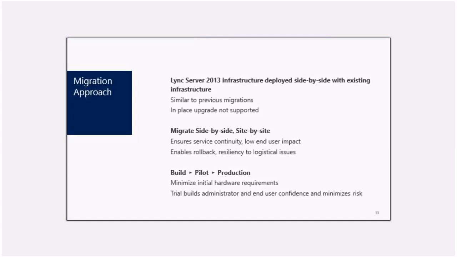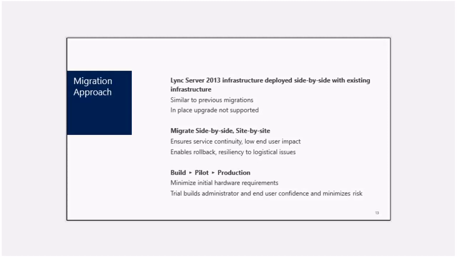So deploying Lync 2013 is very similar to the deployment of Lync 2010. You want to do it side by side with your existing infrastructure. It is not supported to do an in-place upgrade, just installing the new server bits on the same server. So the migration process is side by side, site by site. So in a large deployment, you would first upgrade the entire site of front-end servers, back-end servers, edge servers, and then repeat for every additional site in your environment.